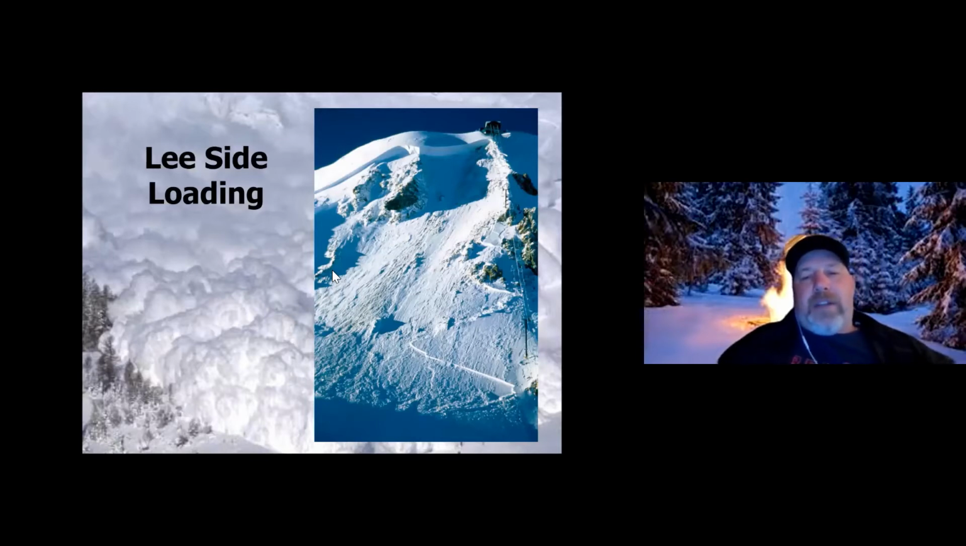What's interesting about this, as you can see, this was a very large avalanche. There was a lot of wind loading that took place during this event. This crown was, I think, at spots almost 30 feet.